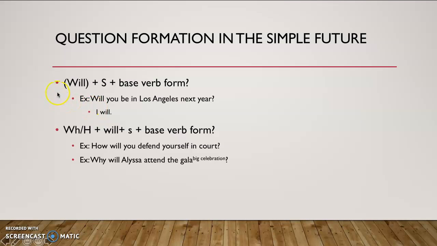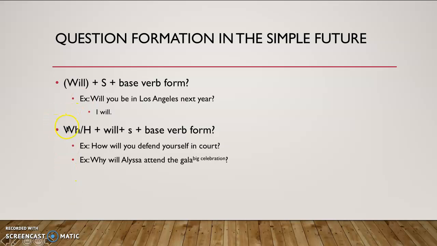To form a yes or no question in the simple future, it's not too tough. You start with the auxiliary verb will, followed by the subject, and then the base verb form. For example, will you be in Los Angeles next year? Short answer could be I will, or yes, I will.